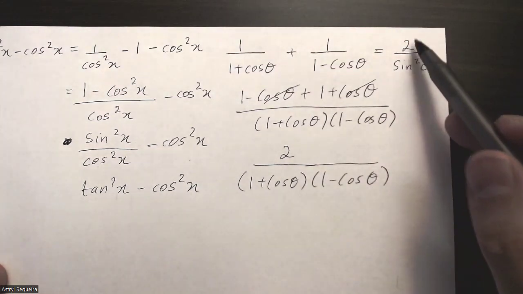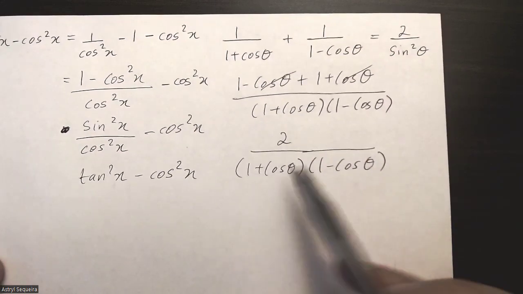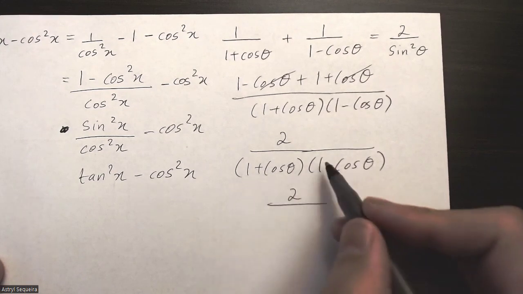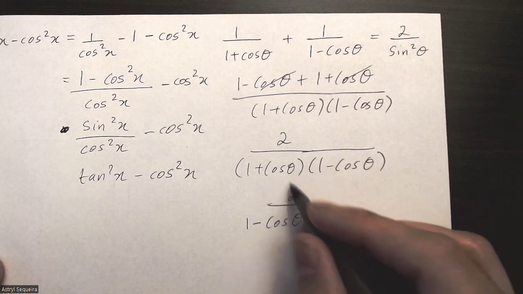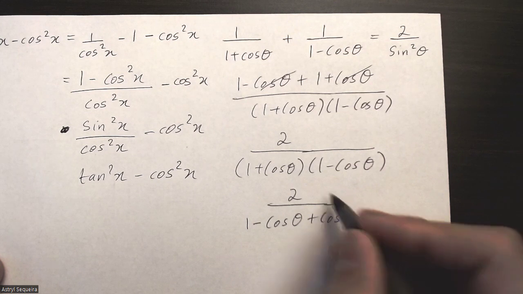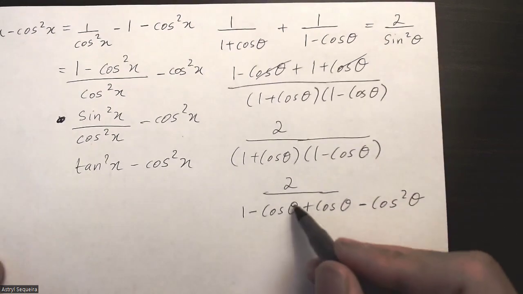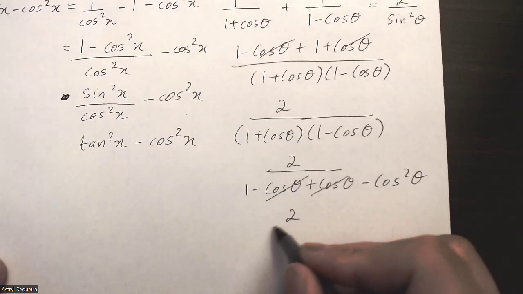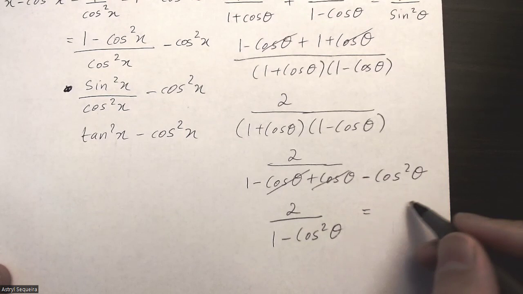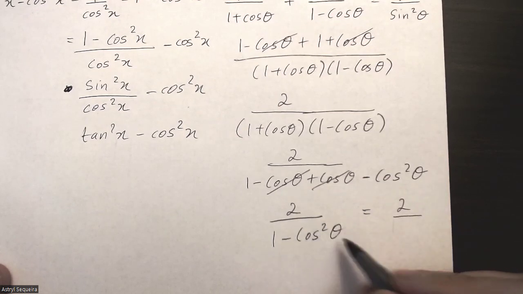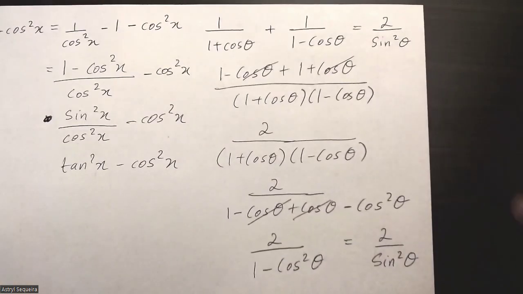So now we're getting really close to the solution. The top is the same. I just need to convert this bottom into sine square theta. So I'm going to multiply these two brackets out with my FOIL. So first times first is 1. Outside is minus cos theta. Inside is plus cos theta. And last is negative cos square theta. Negative cos theta and positive cos theta cancel. So I'm left with 2 over 1 minus cos square theta, and 1 minus cos square can be replaced with sine square theta. And now this matches the other side.